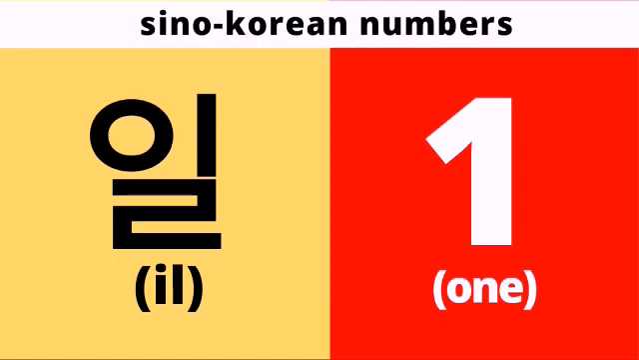First, the Sino-Korean version of number 1 is il. This is just composed of one syllable, which is il. Pronounce it with me. Il, il.